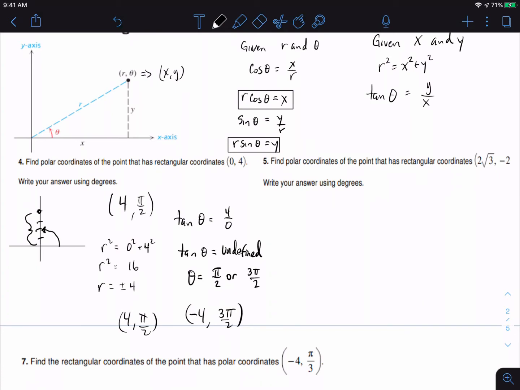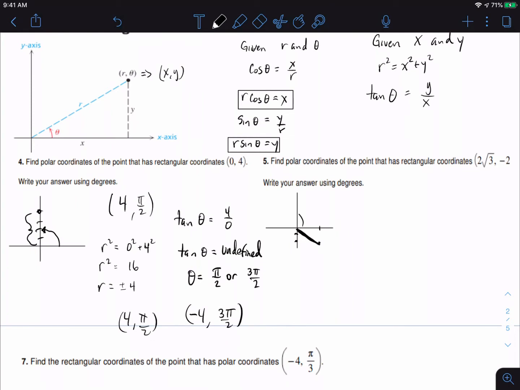Okay, so this next example, it's 2 radical 3 and a negative 2. So I'll graph that real quick just so you guys can see it again. And x is positive and y is negative, so we're going to be in the 4th quadrant. So 2 radical 3 is going to be somewhere over here, and then a negative 2 is down here, right? So we're going to get this guy. And so this is the angle that's created, okay?